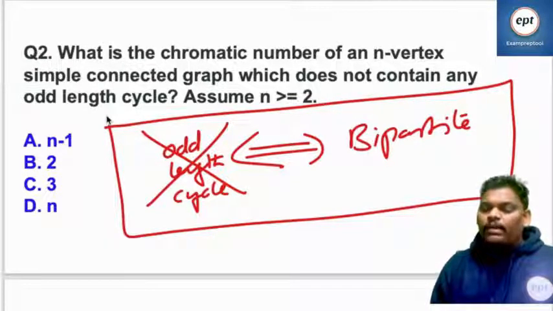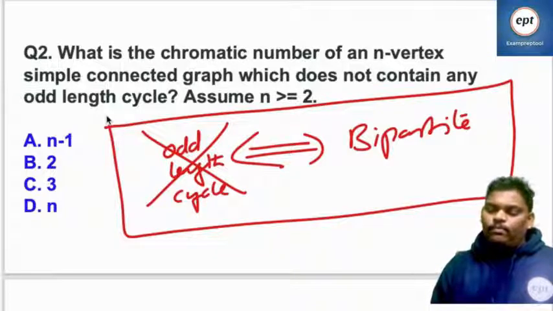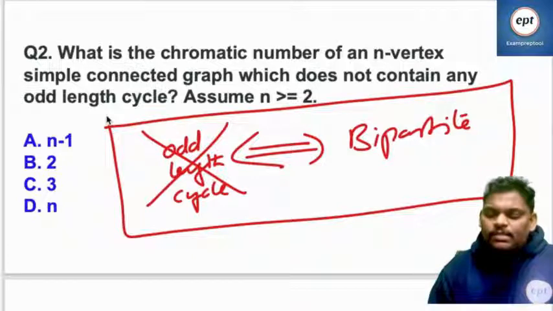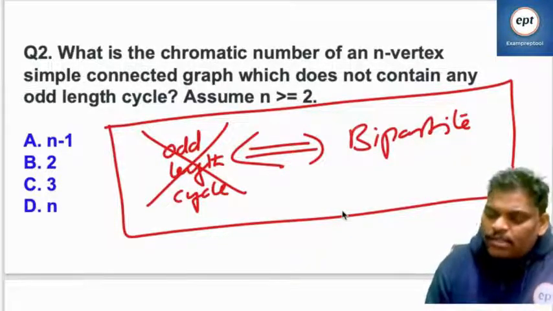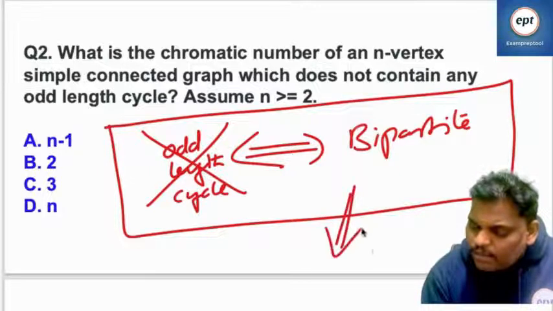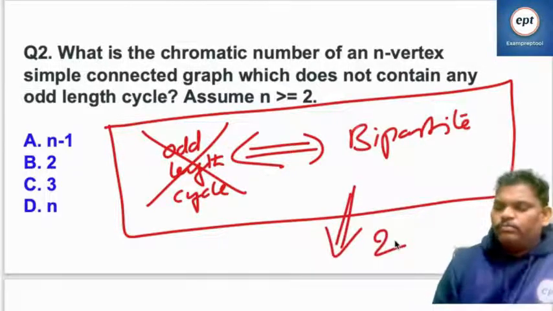What is the chromatic number of an n-vertex simple connected graph which does not contain any odd length cycle, where the number of vertices is greater than or equal to 2? Odd length cycle not exist, so what is the answer? If odd length cycle does not exist, it is a bipartite. Then I think the chromatic number of a bipartite graph is 2.